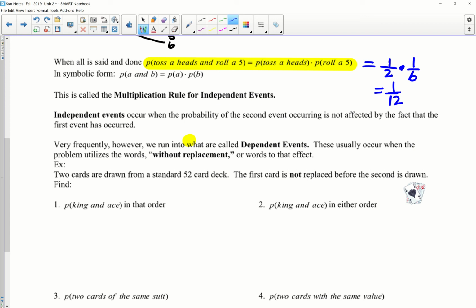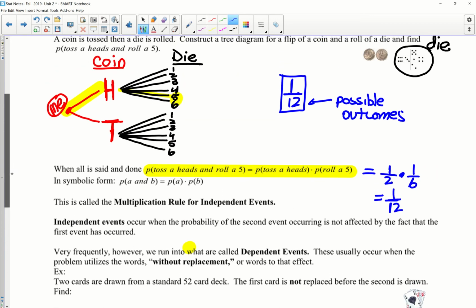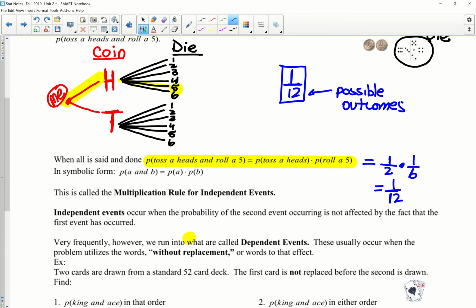Professor, if somebody asks you to draw a heads or a 5, then it would be 2/12, right? Heads or a 5, then it would be 2/12, yeah. Because then it allows for tails to be involved. Exactly. Very good.